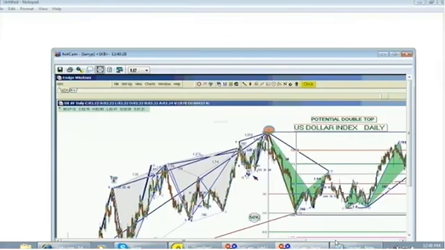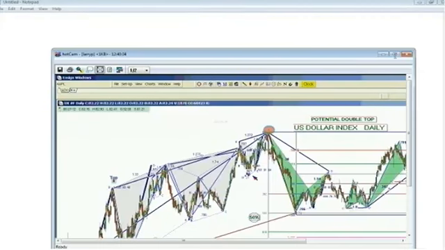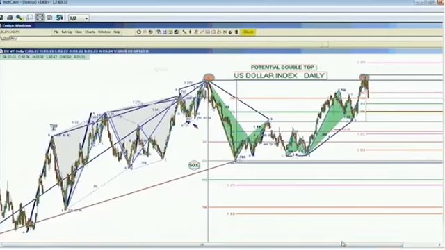See, my chart is not updated on the dollar index because we're already trading at that Fib number at 82.60. We're actually a few ticks below that.